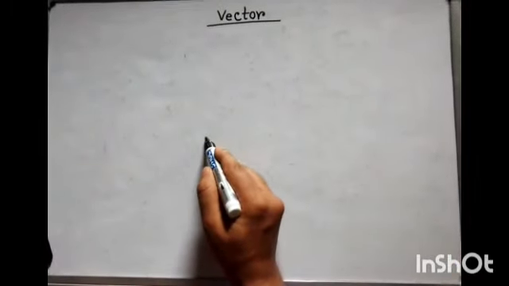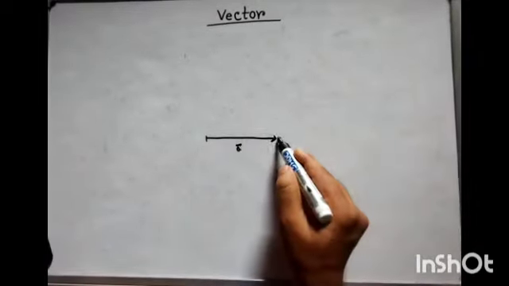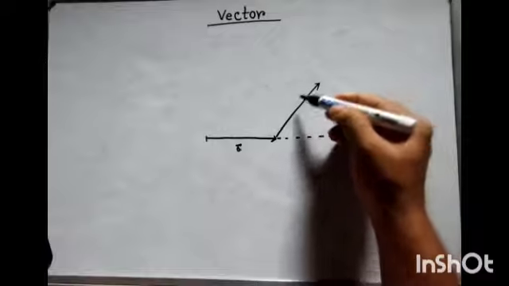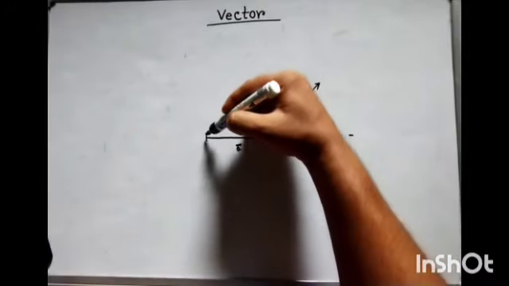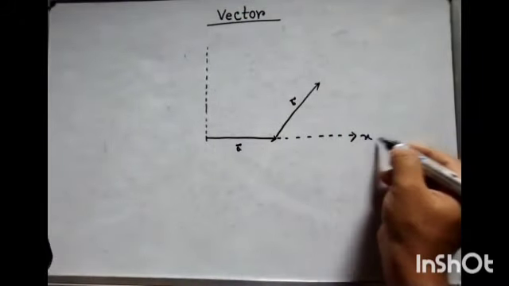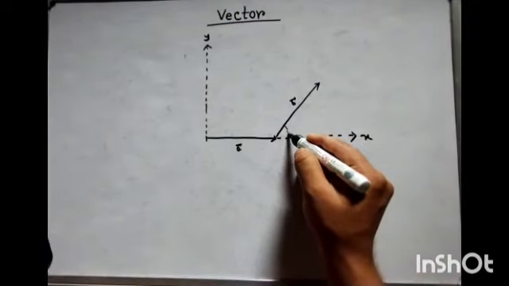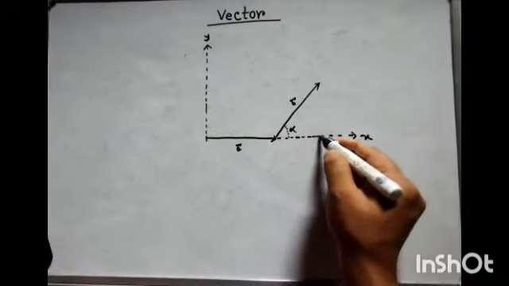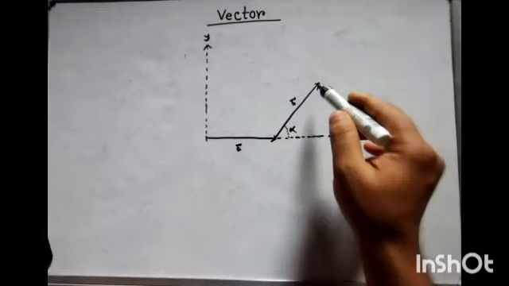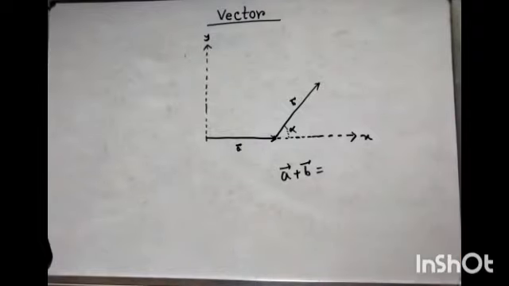Now say this is a vector, and suppose this is along the x-axis, and there is another vector, that is our b vector, and suppose this is the x-axis, and this is the y-axis. And now suppose this angle is alpha. What will be the resultant vector if you add these two vectors, a vector plus b vector?